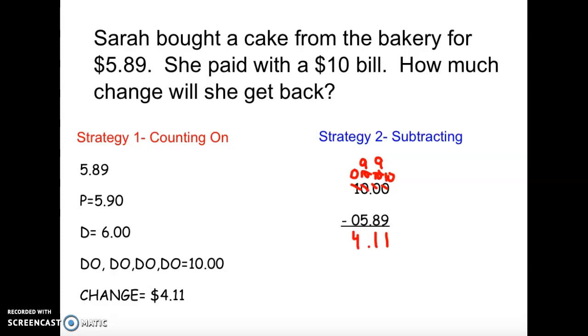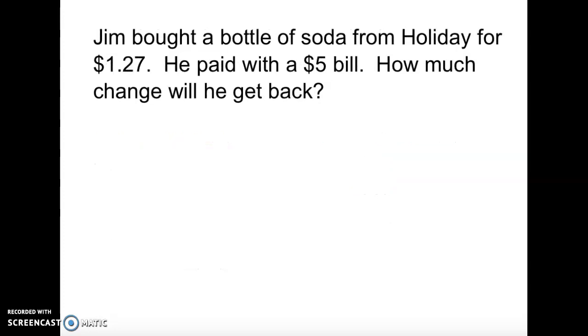For the next problems, you are going to pick the strategy that you want to use, whether it's counting on or subtracting, or you can do one and you can try the other one to check your work. Here is our next problem. Jim bought a bottle of soda from Holiday for $1.27. He paid with a $5 bill. How much change will he get back?